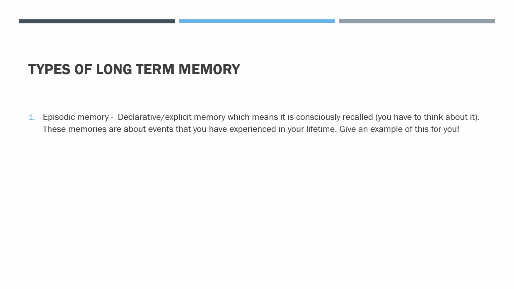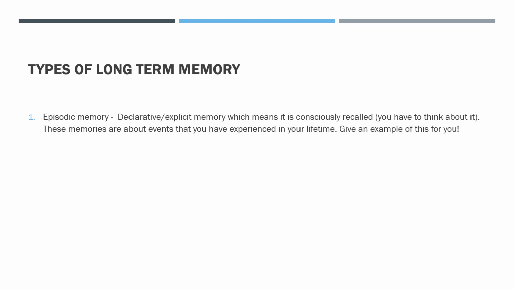So the first type is episodic memory. This memory is declarative or explicit. That just means you have to consciously recall it, so you've got to think about it. These memories are about events that you've experienced in your lifetime, and it's asking you to give an example of this for you. So mine might be, I remember St Helens winning the Super League trophy in 2019.